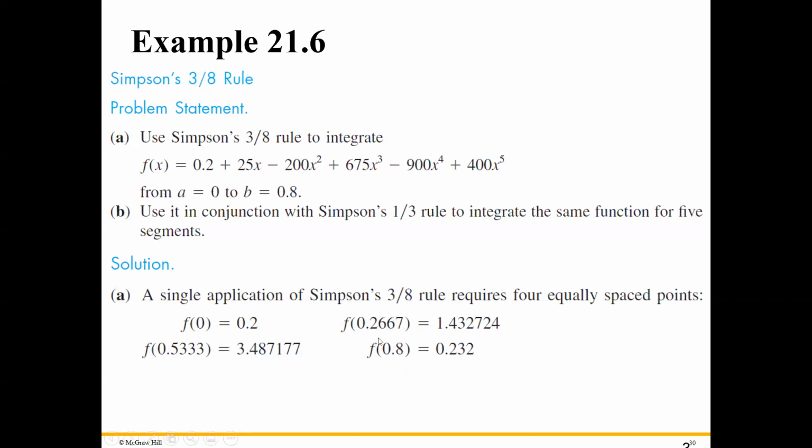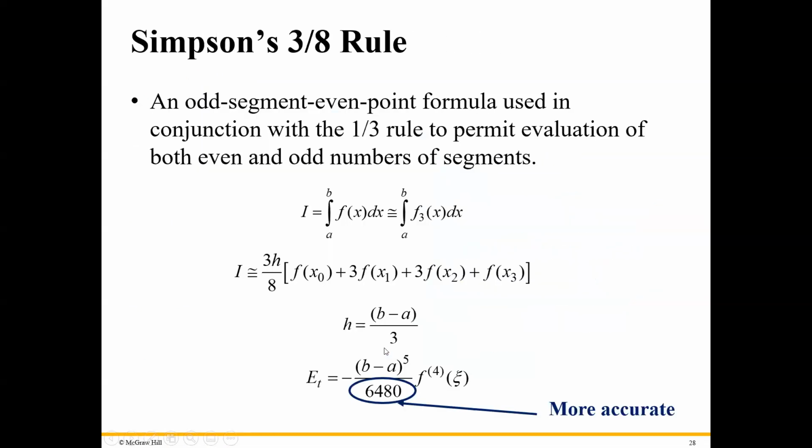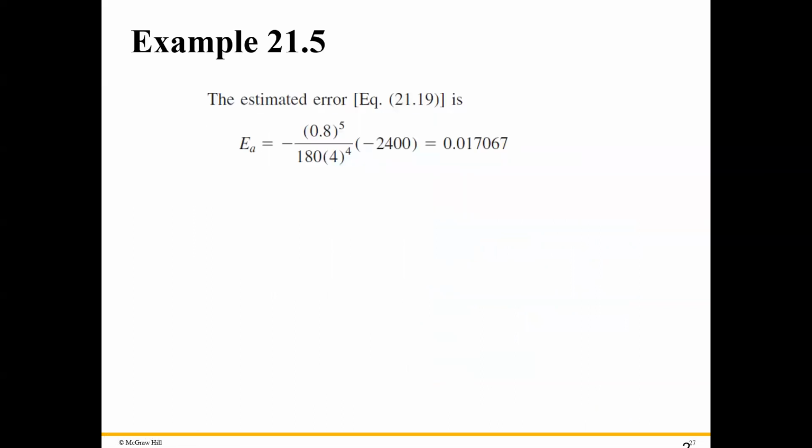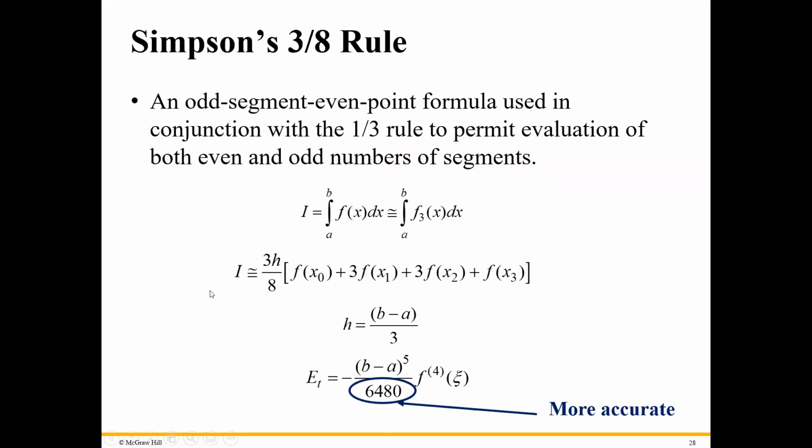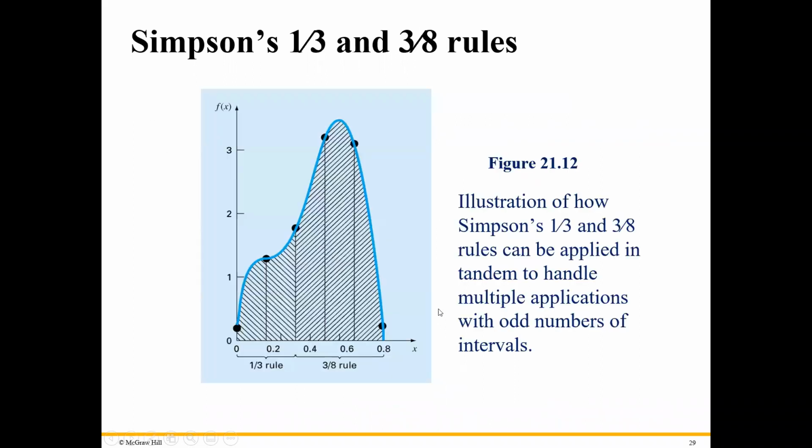What we will do is take the first value, then 3 times the second value, then 3 times the third value, and then the last value, according to the formula over here. We multiply this by 3h/8, where h is equal to (b minus a)/3.